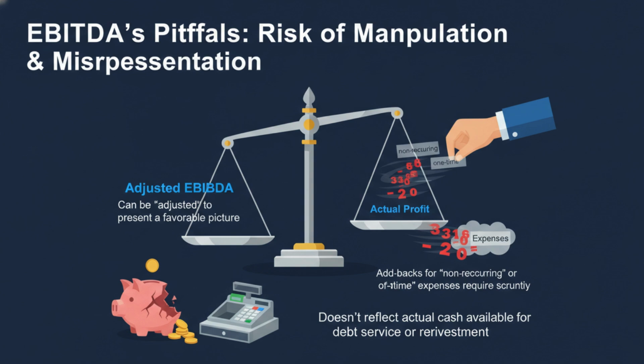This adjusted EBITDA can obscure a company's true financial health, as it doesn't reflect the actual cash available for crucial activities like debt service, reinvestment, or shareholder distributions. Investors must exercise extreme scrutiny when reviewing adjusted EBITDA figures and always cross-reference them with GAAP-compliant statements like net income and the cash flow statement to get a full picture.